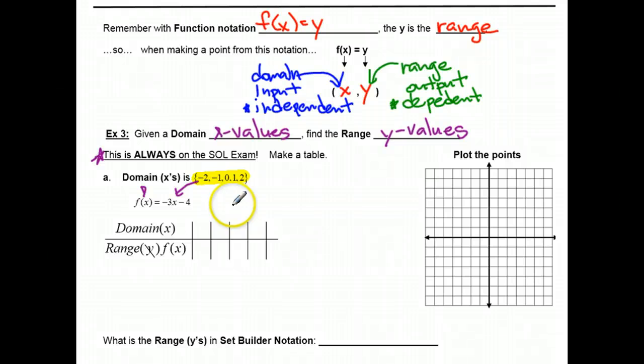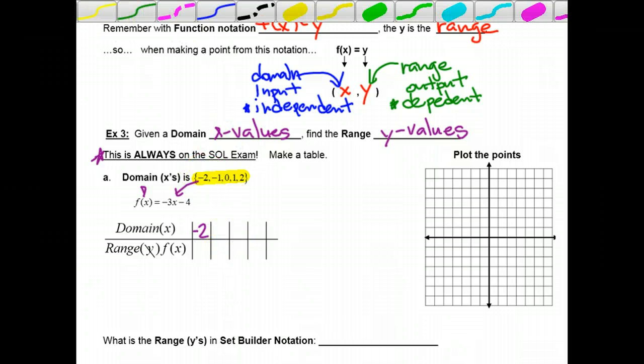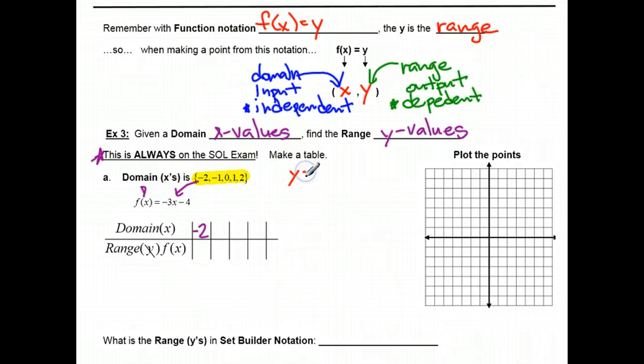Okay? So for us to do this, we're going to plug in the first domain value, which is -2. That's the first number it has, right? So let's go ahead and work this out. All right, so the equation is f of x equals -3x minus 4. Okay? So remember, f of x is the same as y. It means the same thing.